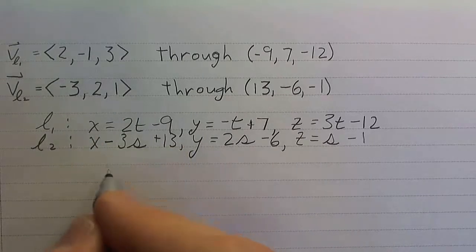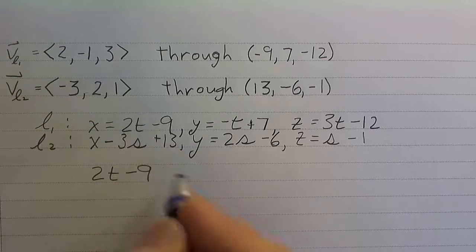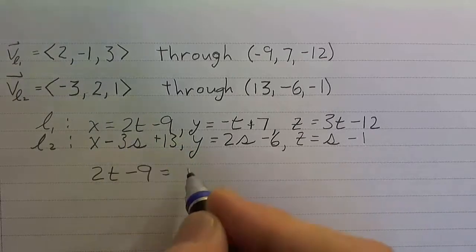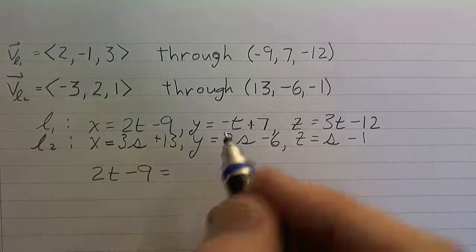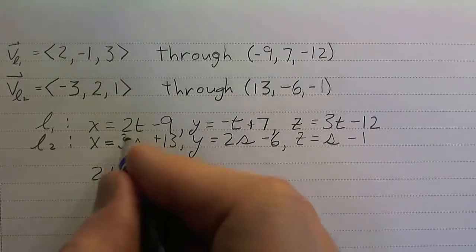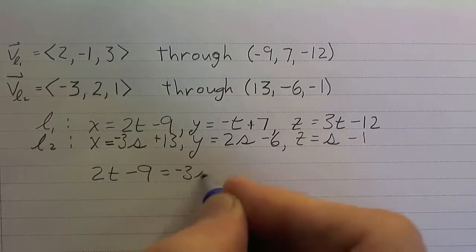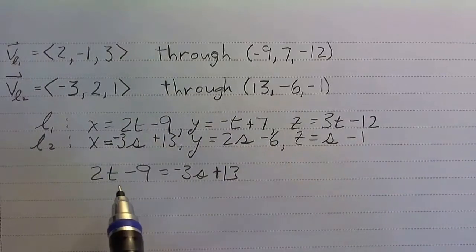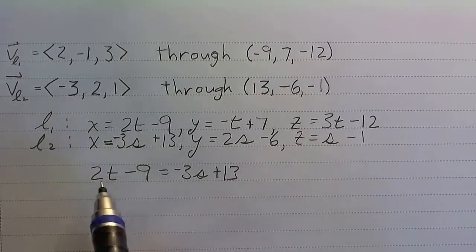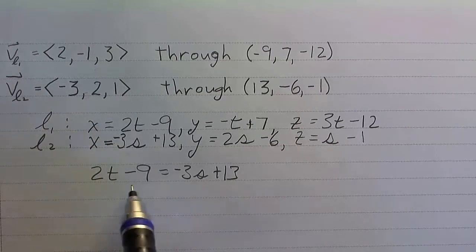So in other words, here's what I'm going to do. I'm going to take, on the one hand, x, 2t minus 9. That's this right here. And I'm going to set it equal to, and by the way, notice I put a negative. There should be a negative here, though. So this is equal to negative 3s plus 13. So what I'm saying here is I'm going to see if there's a t and an s that will make this x from line 1 equal to this x from line 2.